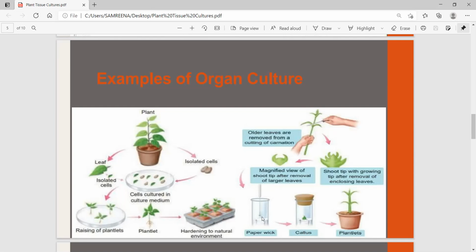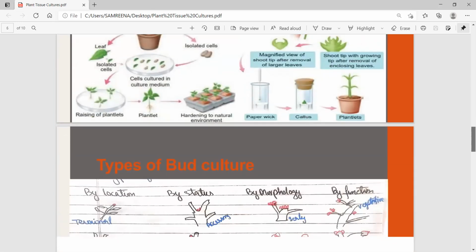Because sometimes what happens, due to this cut, there is production of certain phenolic compounds. When these phenolic compounds are produced by the plantlets or the explant, they spoil our medium. To avoid such conditions, we keep a paper wick there, so that the paper wick will absorb all the phenolic compound. It won't allow phenolic compounds from the plant to go into the liquid medium. Then callus is formed. Then from the callus, directly the plantlets are formed. This is how we are able to go for the organ culture.